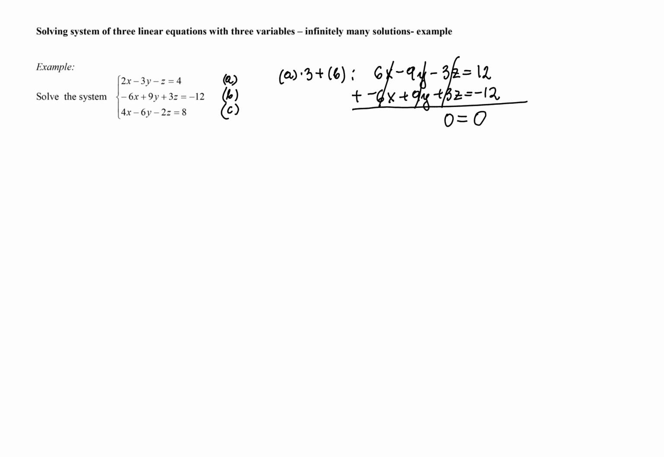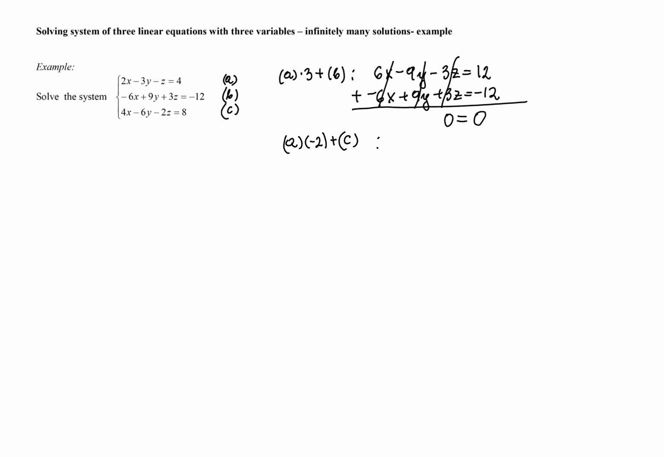So this process leads us to the equation 0 = 0, the equation that is always true. This means that equations A and B are equivalent. Now let's eliminate variable z from the third equation. To do that, I will have to multiply equation A by -2 and add to equation C.